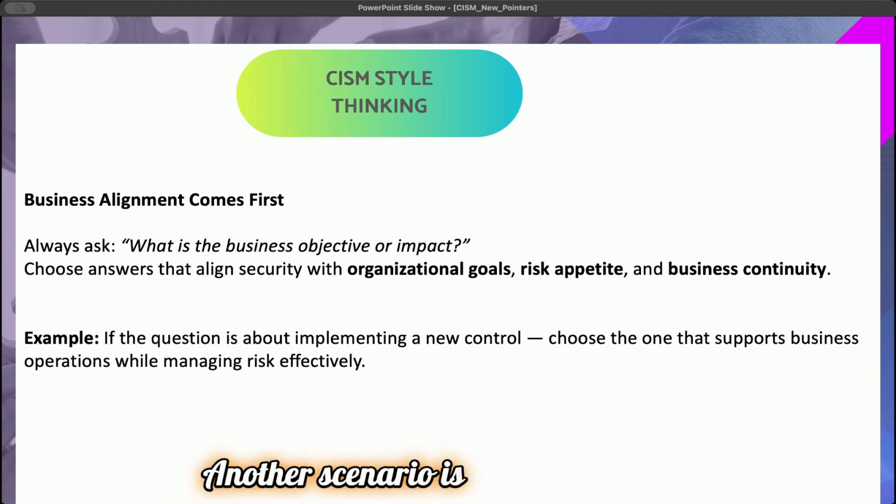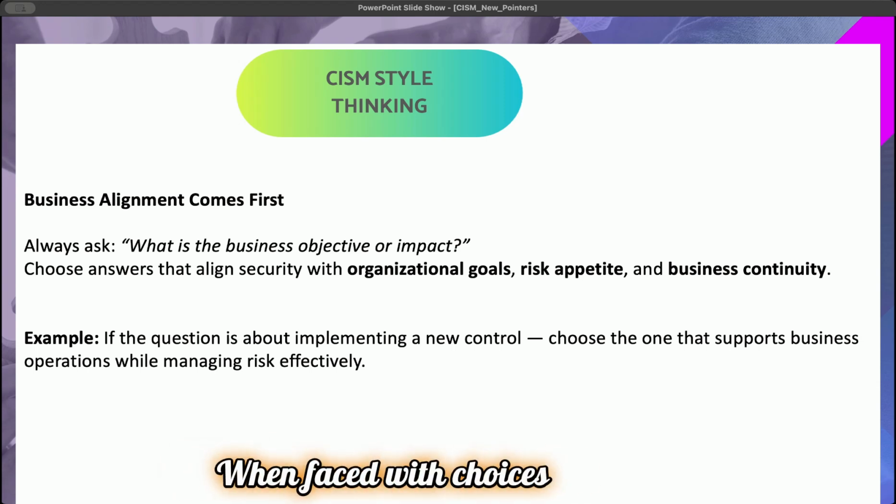Another scenario: say a team wants to move customer data to a third party cloud provider. Don't ask, is the cloud encrypted? Ask instead, will this help us scale or serve customers faster? What compliance risk does this bring? Is the provider contractually aligned with our privacy obligations? In decision making, this mindset helps a lot.